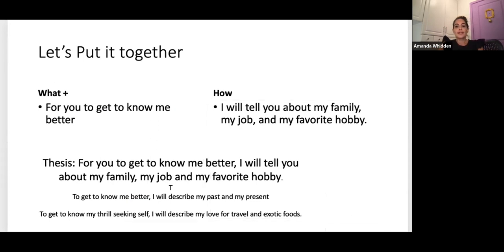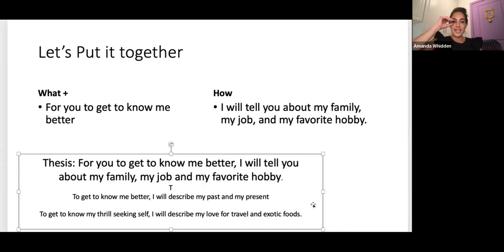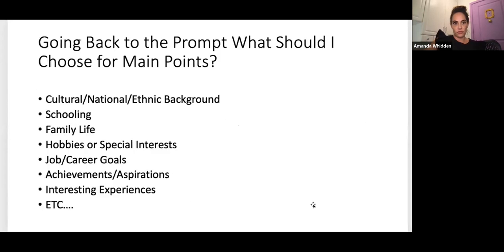So going back to that example, like I did before, I would make the statement, and we can put those all three pieces together.